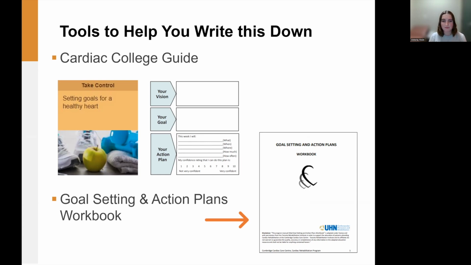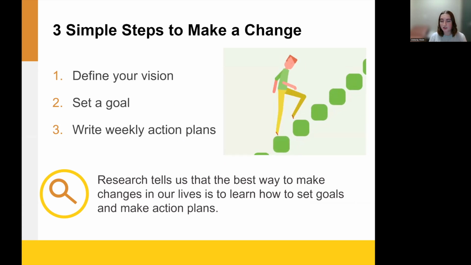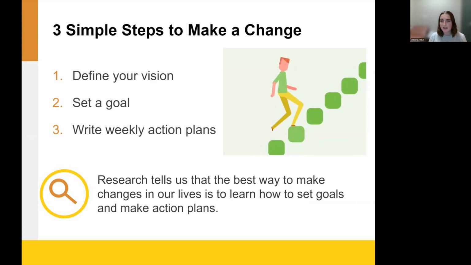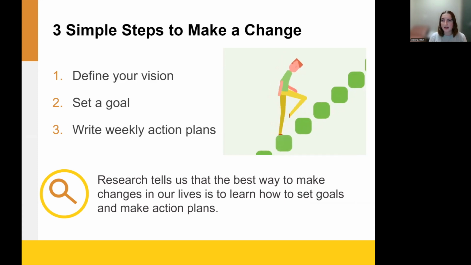So, starting off, we know that there are three simple steps to make a change. And this can be applied in the health sciences with health behavior change, like quitting smoking, following a healthy diet, that sort of thing.